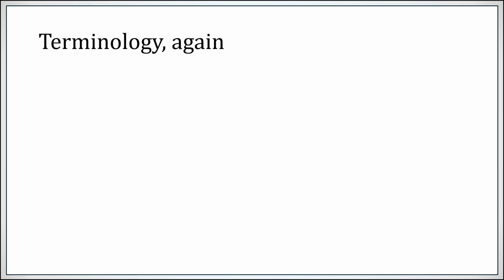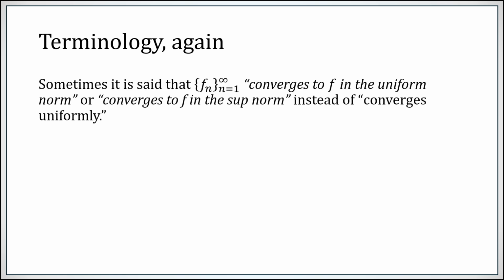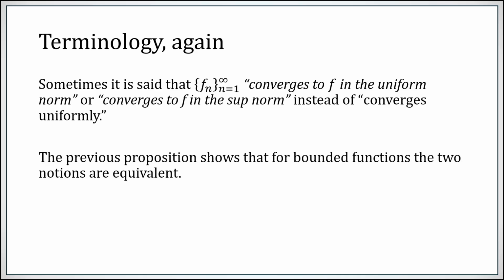And now yet another comment on terminology. Sometimes you will come across people saying that the sequence converges to f in the uniform norm or converges to f in the sup norm instead of what we're calling converges uniformly. There are reasons for these minor changes. They're ultimately unimportant for us. The previous proposition shows that in the context of bounded functions, the two notions are completely equivalent anyway.